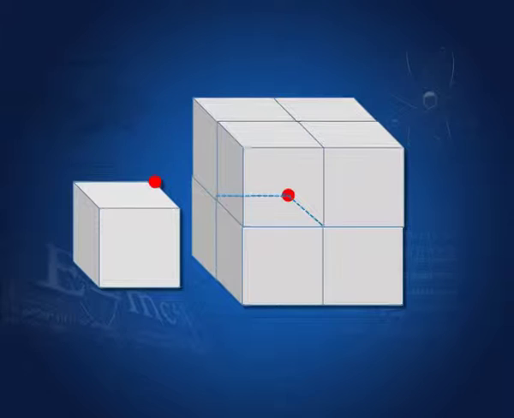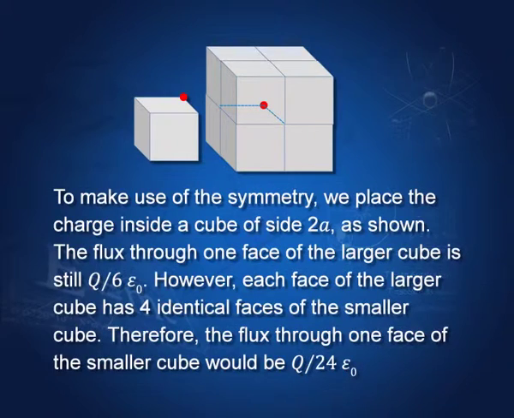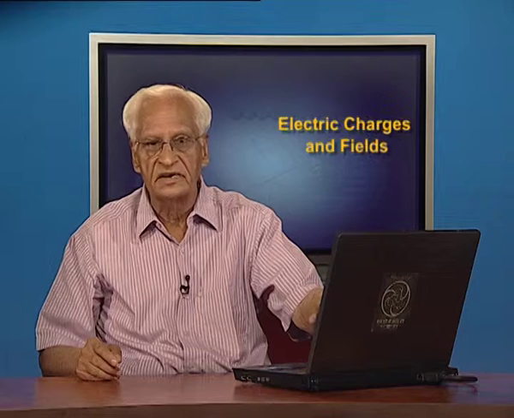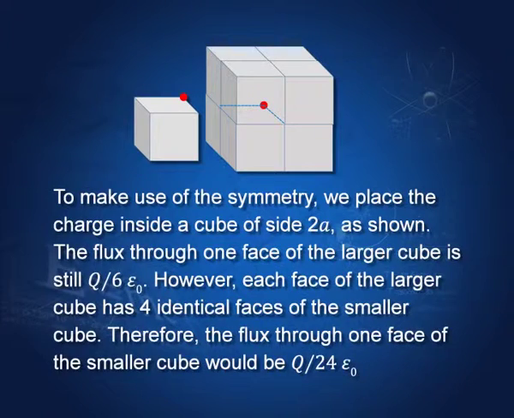Let me repeat this, the charge is here, it is not inside. Therefore, we made it inside by erecting this cube, whose side is twice the side of this cube, and now the charge is inside. The flux through any side is q by 6, any side is 4 times the surface area of any side here, and therefore, 1/4 of q by 6, q by 24. So, q by 24 epsilon 0 is the flux through this side or any side.